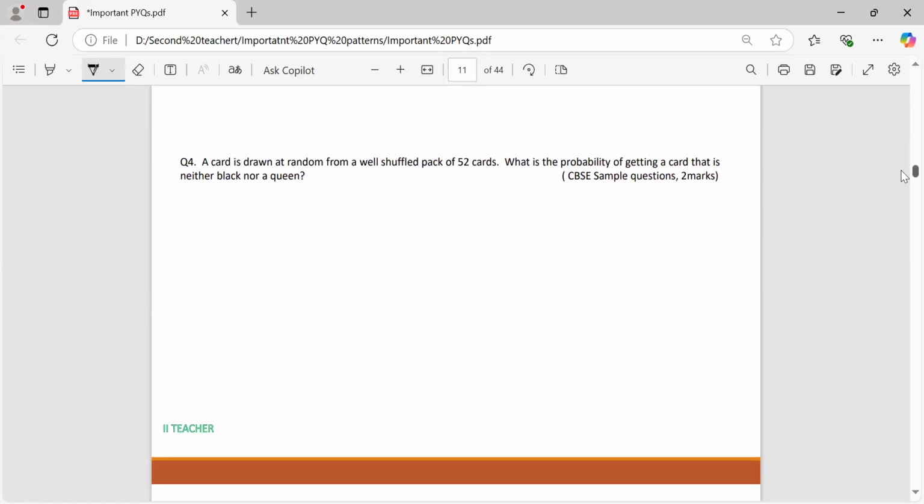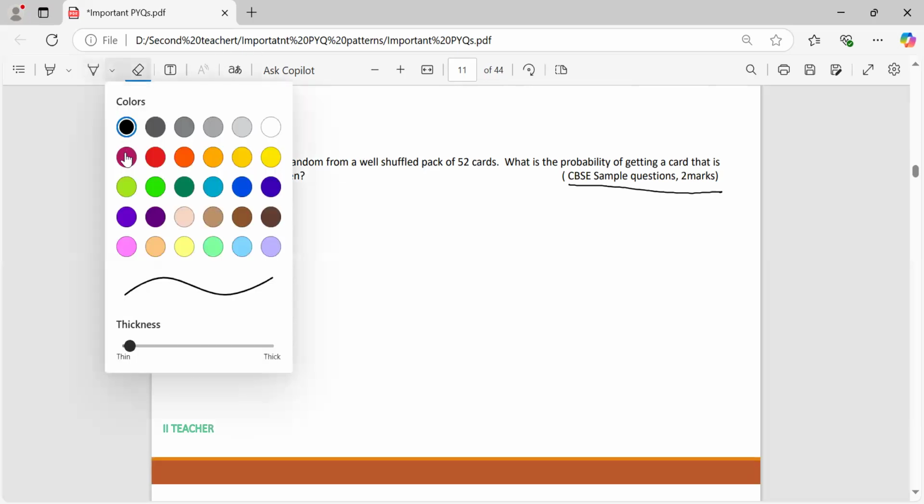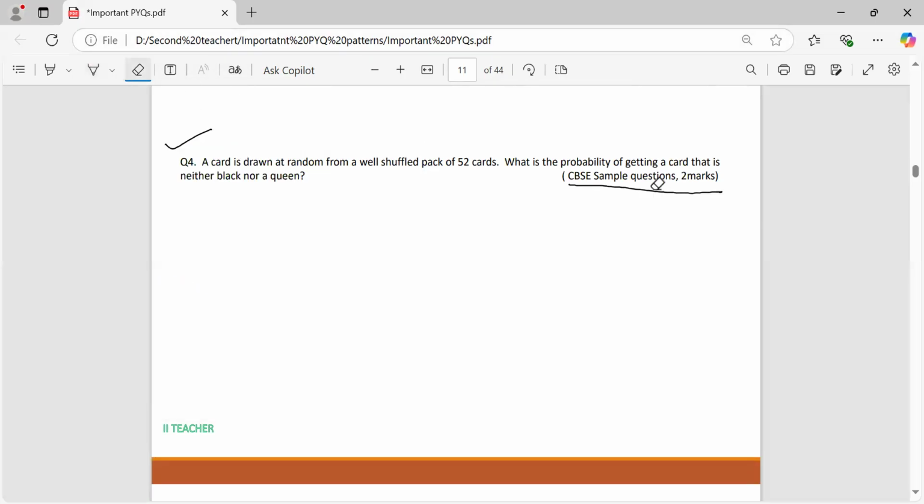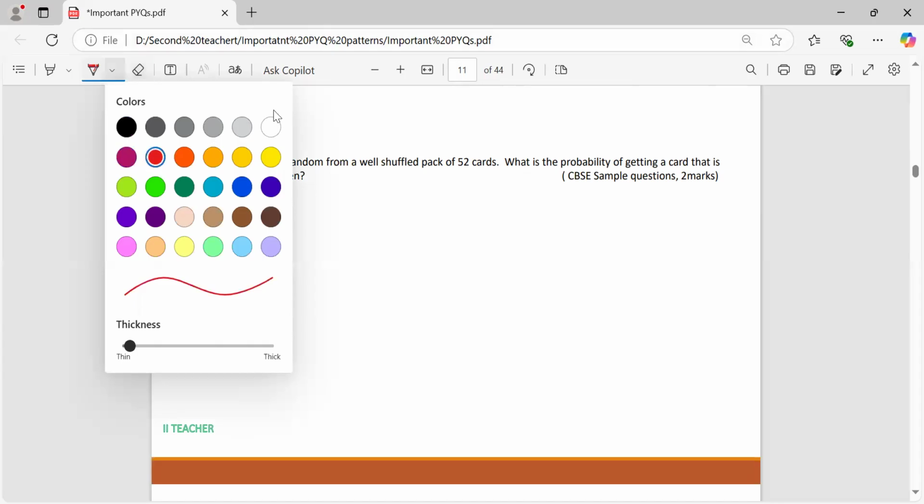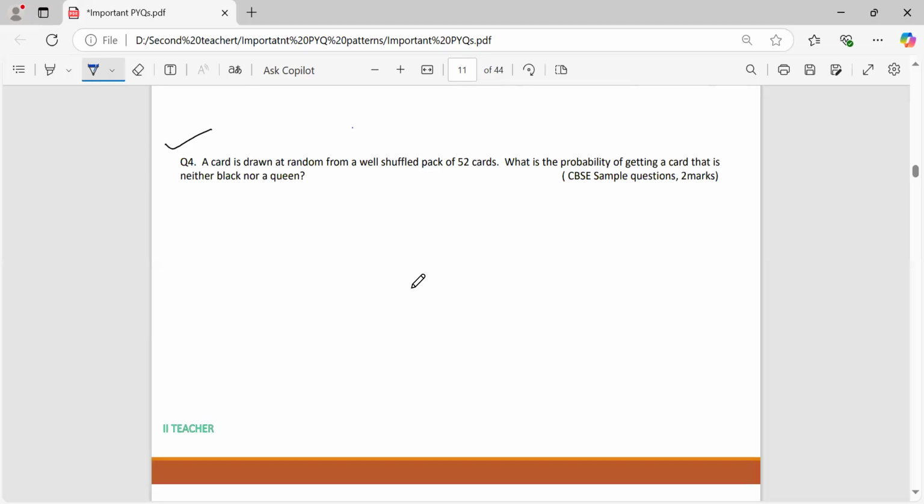Next, let us do a card question. It's a sample question, for the kind of question that comes for 2 marks. A card is drawn at random from a well-shuffled pack of 52 cards. What is the probability of getting a card that is neither a black nor a queen? Okay, so cards we have already done a class on. You can go and visit the concepts if you want a revision.